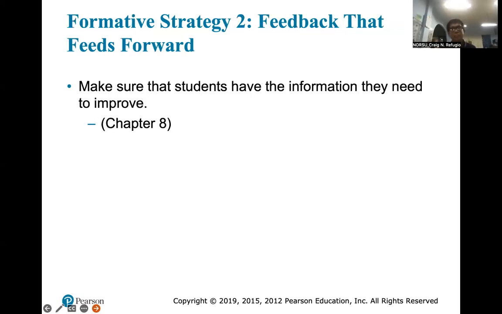Make sure that students have the information they need to improve. So what are those different data? What are those different informations that they need to improve? You're going to enumerate all of them.